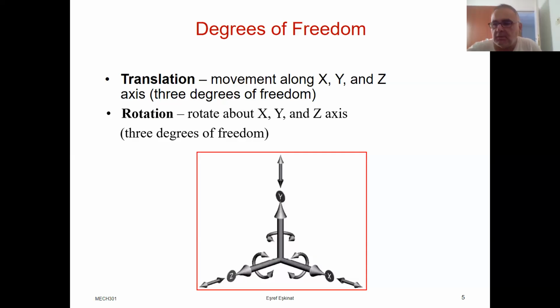Okay, I'm recording now. Now we are talking about the degree of freedom analysis of mechanisms, trying to find out the degrees of freedom. And we said that three-dimensional space has 6 degrees of freedom, 3 being translations, 3 being rotations.